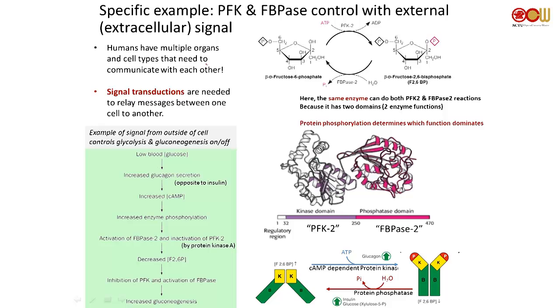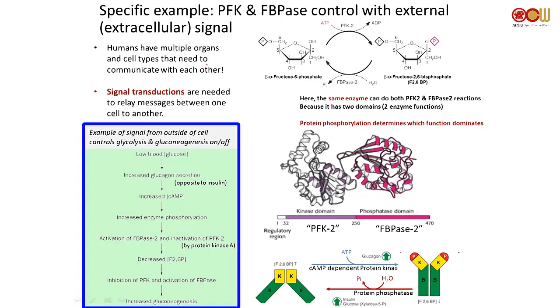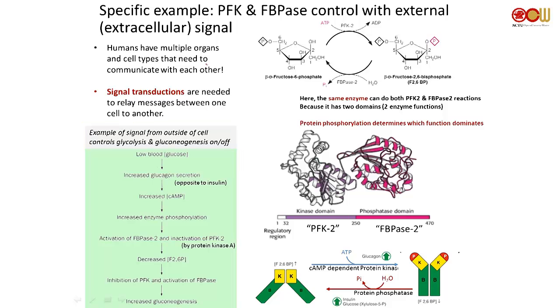You have one state that's the T state and the other state that's the R state. The enzyme will respond to the presence of activators and inhibitors through allosteric interaction. Very briefly, just go over this again. This is an example of signal transduction from outside the cell, which can control glycolysis and gluconeogenesis on and off. Typically, outside the cell, you have a lot of molecules flying around, including glucose and hormones.